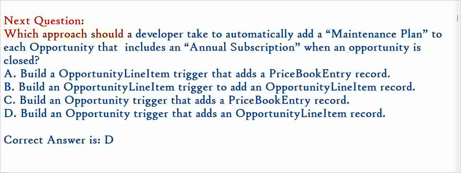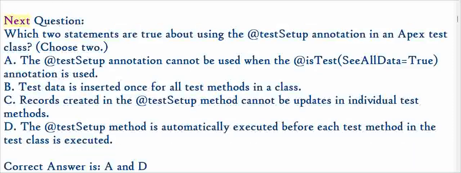Next question. Which approach should a developer take to automatically add a maintenance plan to each opportunity that includes an annual subscription when an opportunity is closed? A. Build an opportunity line item trigger that adds a price book entry record. B. Build an opportunity line item trigger to add an opportunity line item record. C. Build an opportunity trigger that adds a price book entry record. D. Build an opportunity trigger that adds an opportunity line item record. Correct answer is D.